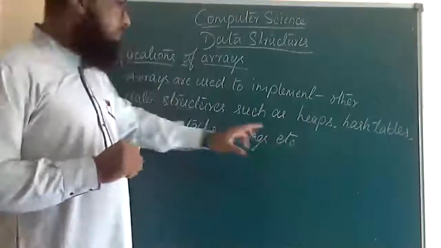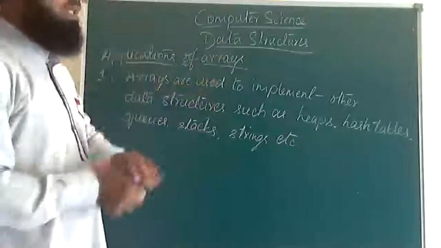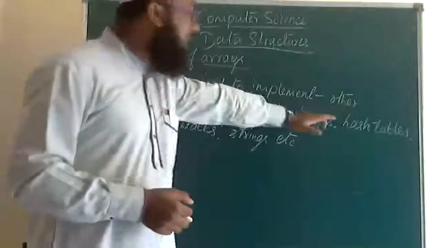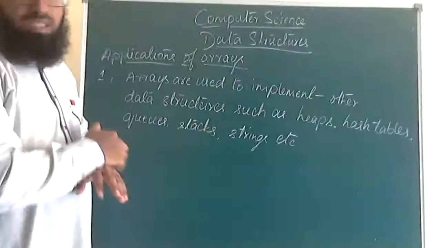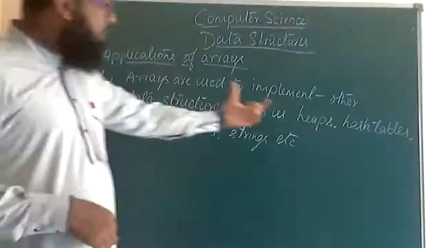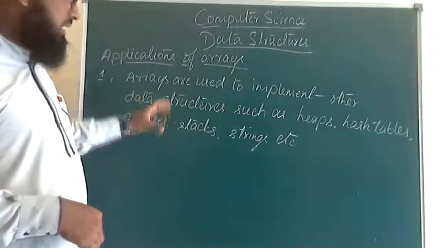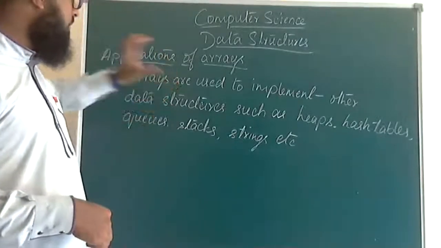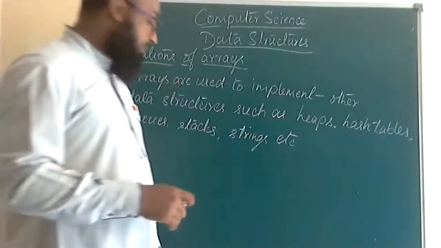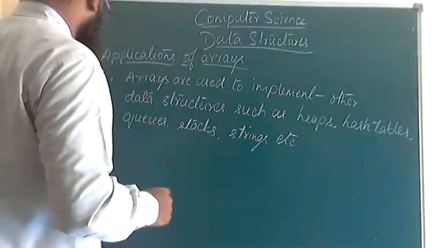So by all means, arrays are used to implement all these types of data structures. Arrays can help in the implementation of all these data structures. This is one application of arrays. Next, we shall see the second application.